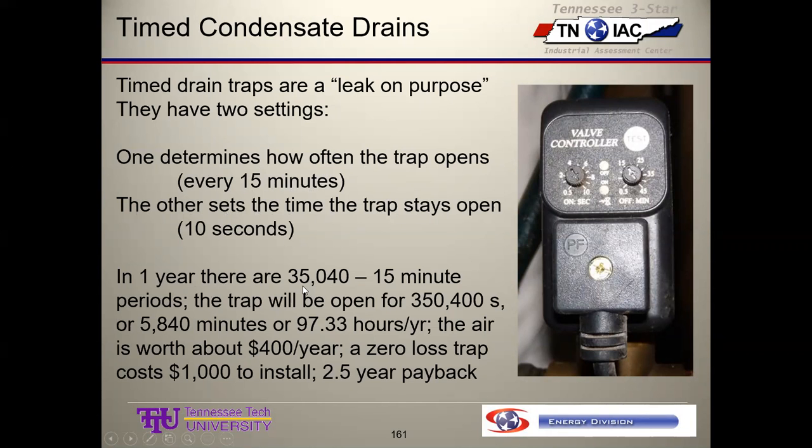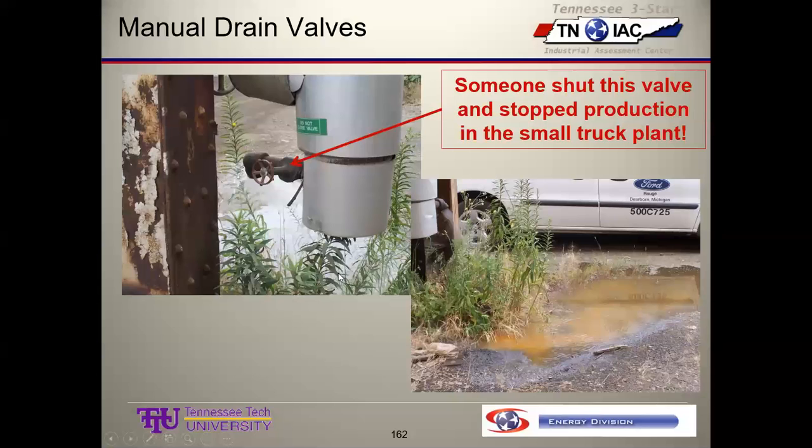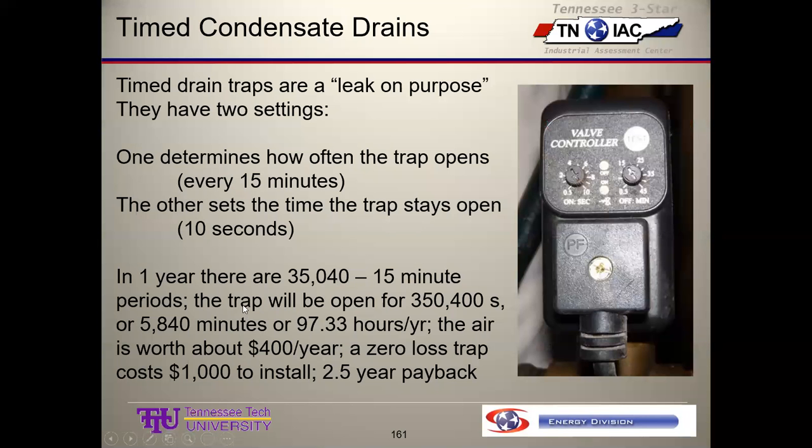So in 1 year, there are 35,040 15-minute periods. So that means each time it opens, it's open for 10 seconds. So that's about 350,000 seconds a year that thing's open, blowing compressed air. Or 40 minutes, or 97.33 hours. Holy moly, that is just blown away. The air is worth about $400 a year.